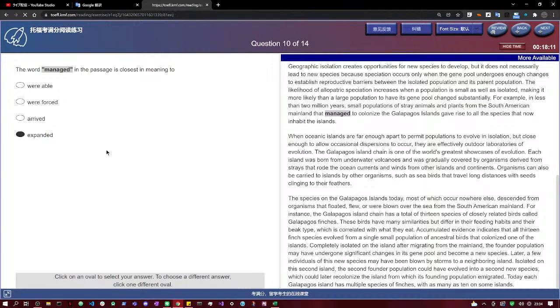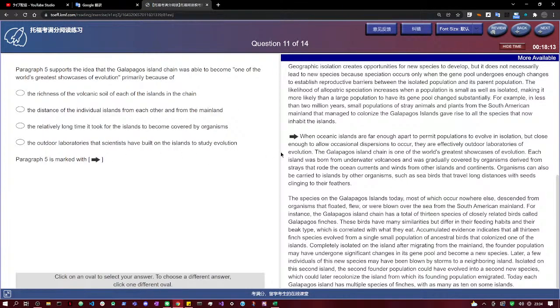When ocean islands are far enough apart to permit populations to evolve in isolation, but close enough to allow occasional dispersion to occur, they are effectively natural laboratories of evolution.